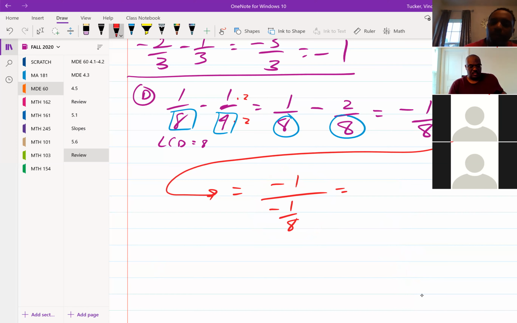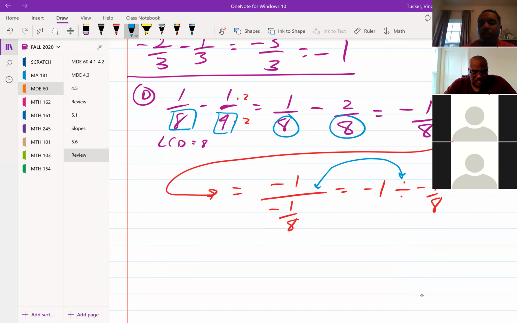So let's go ahead and finish this. This is -1 divided by -1/8. This division sign is the same one as this one. So once again, I went from writing it vertically to horizontally. The reason I did that is because whenever you're dividing by a fraction, you need to multiply by the reciprocal. So the division changes to multiplication. That 1/8 changes to 8/1. And so -1 times -8 is just +8.